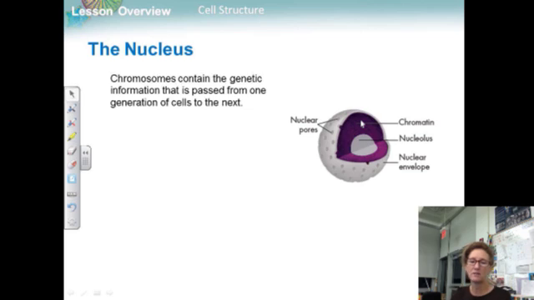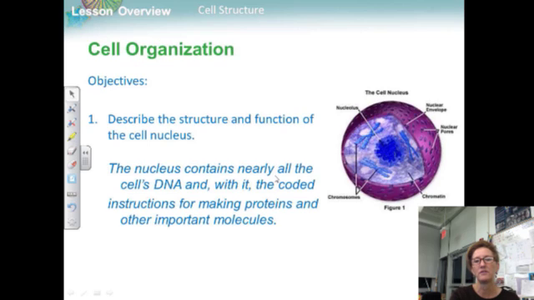Most nuclei also contain a small, dense region known as the nucleolus. The nucleolus is where the assembly of ribosomes begins. So objective 1 is to describe the structure and function of the cell nucleus. The nucleus contains nearly all of the cell's DNA, and with it the coded instructions for making proteins and other important molecules.